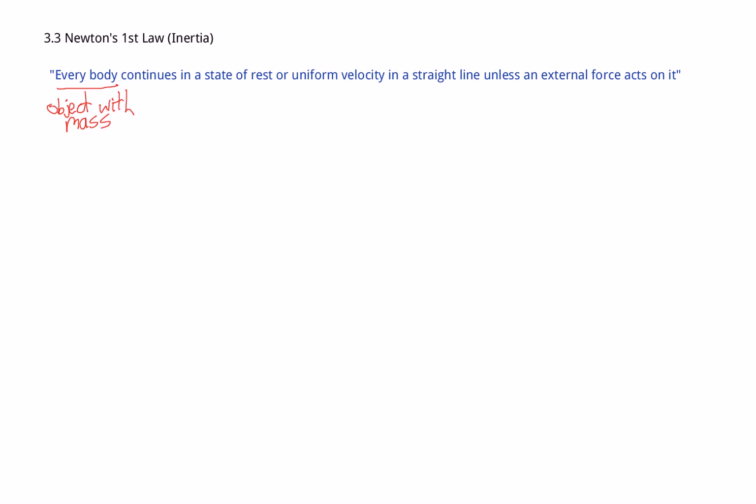It can be in Earth, it can be in the moon, it can be anywhere, but it has to have some sort of mass. We're not talking about light or sound or anything like that. We're talking about actual physical objects. And obviously, if we have large mass, we would say it has lots of inertia, or large inertia. And if we have small mass, then obviously it's going to have small inertia.